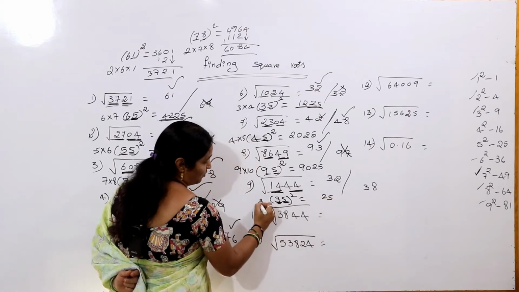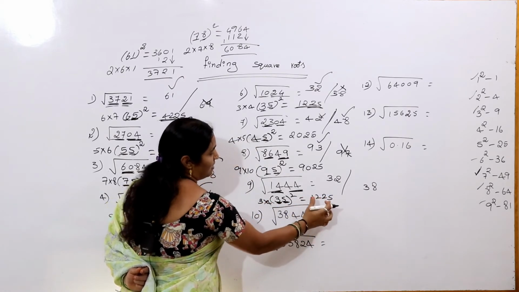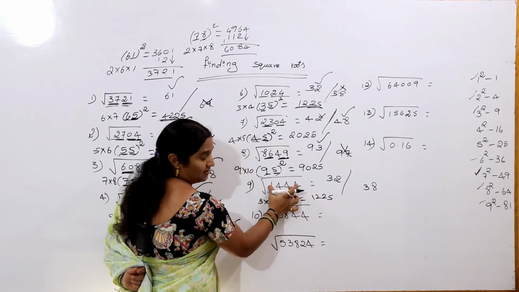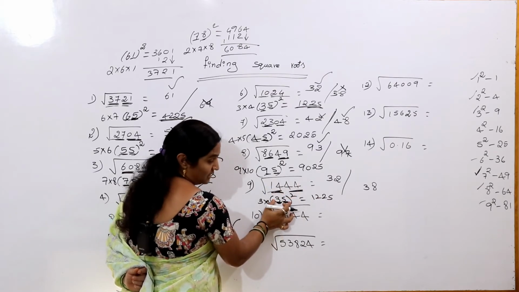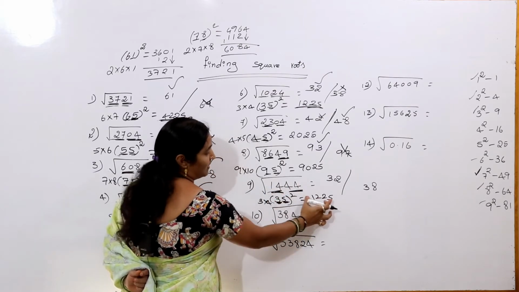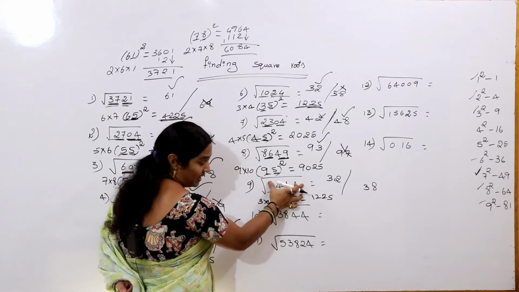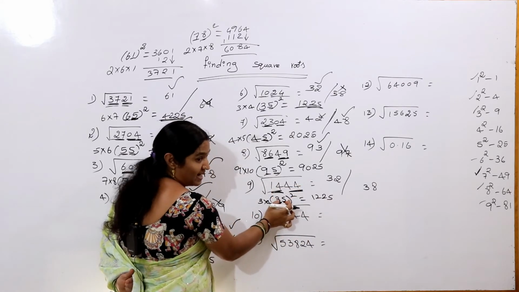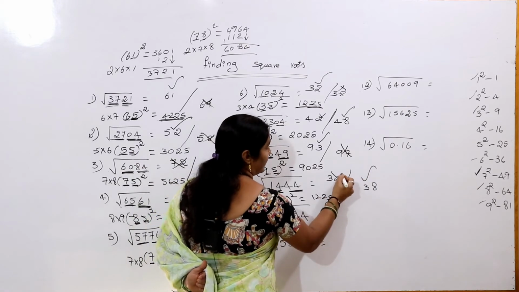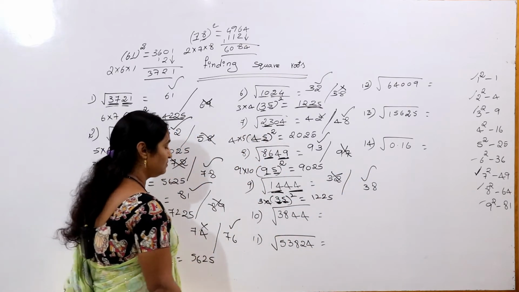3 consecutive is 4. 3 fours are 12. When compared to this, one is big. Hence we have to take more than 35. So when compared to this number, this is big. Hence we have to take more than 35. So 38 here, more than 35 is.